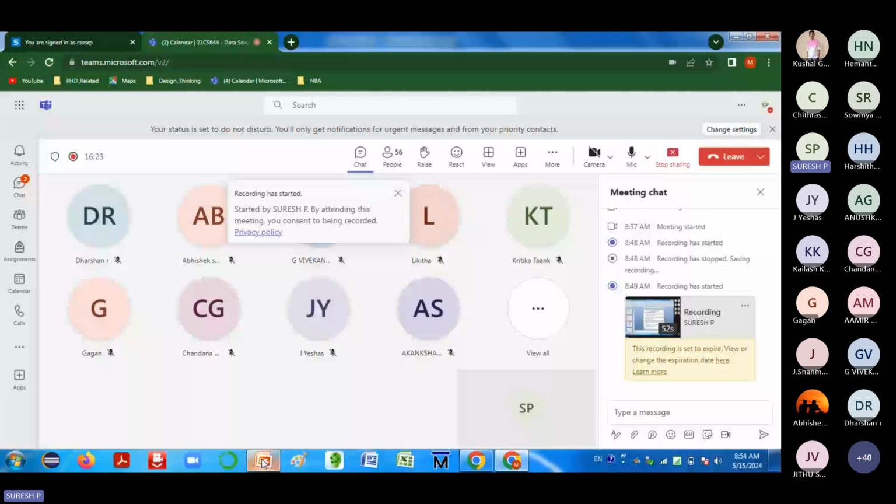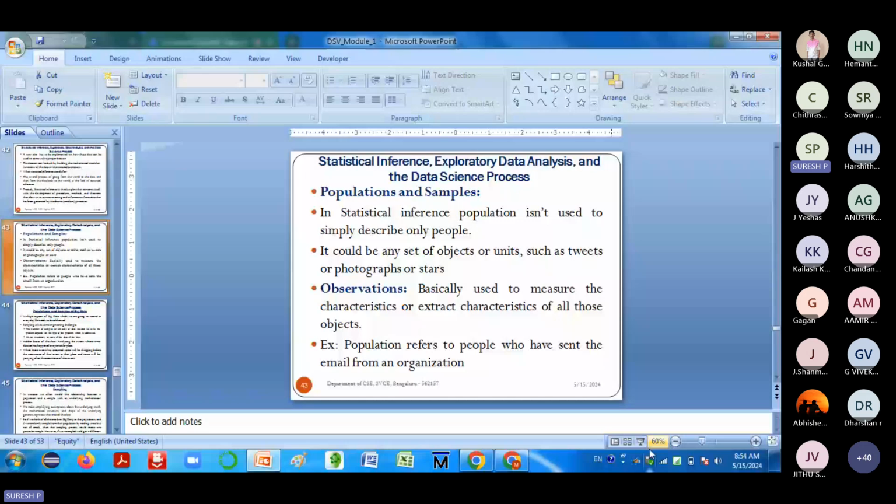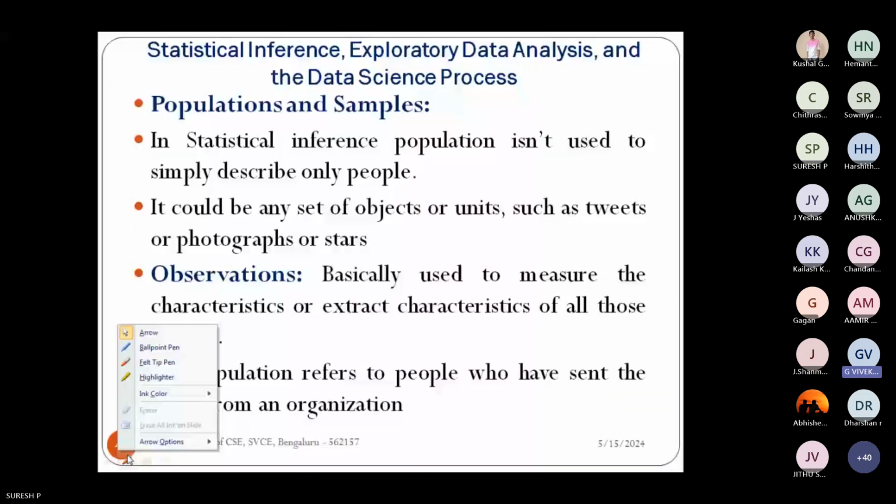So it's audible right now. Okay, so now it's audible. Yes, sir, it's audible now.